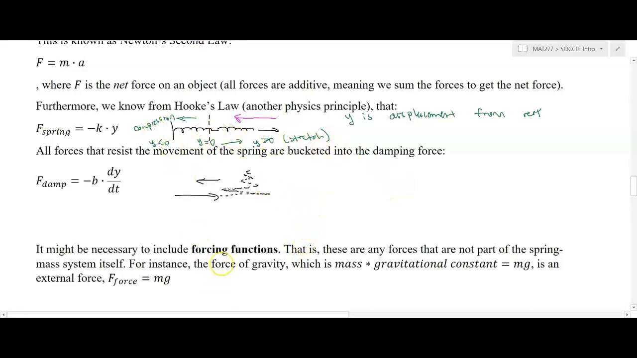The final force that we'll consider is that of what we call forcing functions. Forcing functions are forces that are not inherently part of the spring mass system. For instance, the force of gravity has nothing to do with the spring mass system itself. That is an external force. And from physics, what we know is that the force of gravity is the mass multiplied by the gravitational constant, which is negative 9.8 if you're dealing with the metric system. That's just going to be written as m times g. So the forcing force, F sub force, is equal to mg.